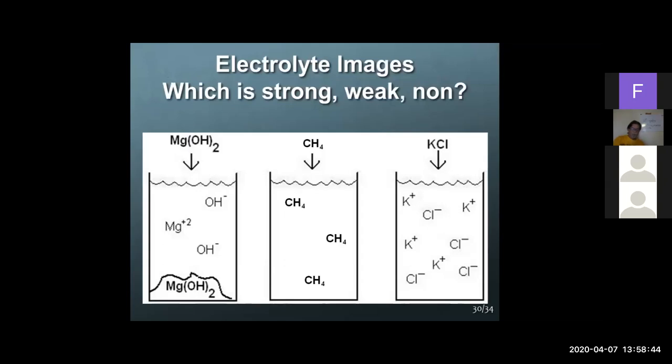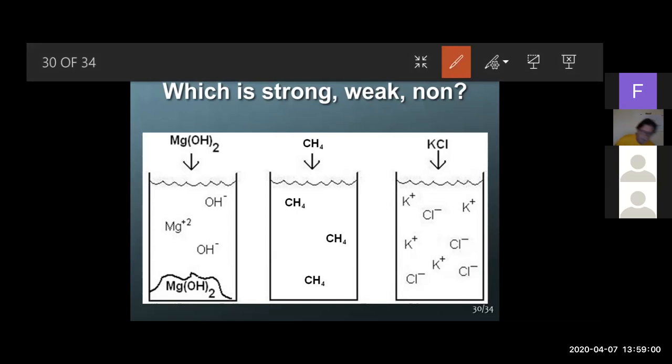Now, if we look at the diagrams and want to designate each as a strong, weak, or non-electrolyte, we analyze the pictures. In the first one, we can see a big chunk of material sitting at the bottom of the beaker. There are some ions still in solution, but the bulk of it is down at the bottom. That represents a weak electrolyte, weak ions. We see here that we have hydroxide, which further tells us it's a base. So the one on the left is a weak base.